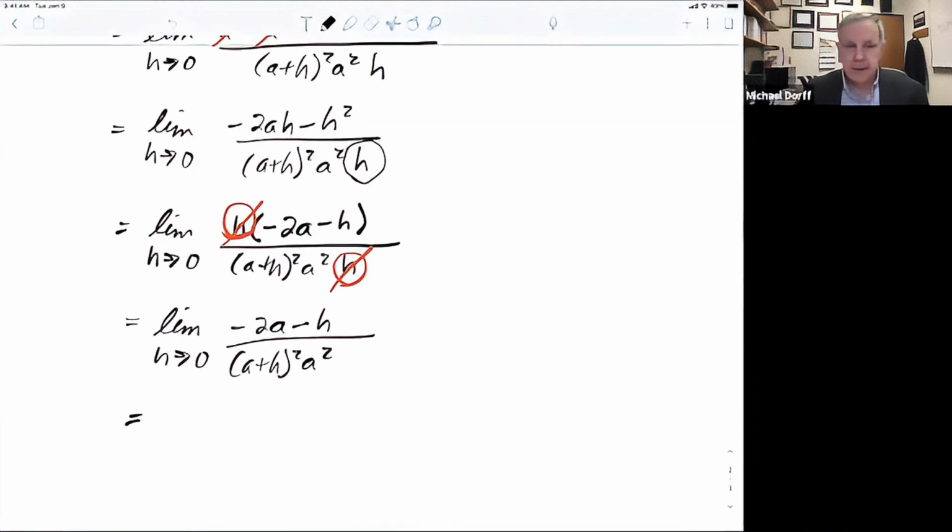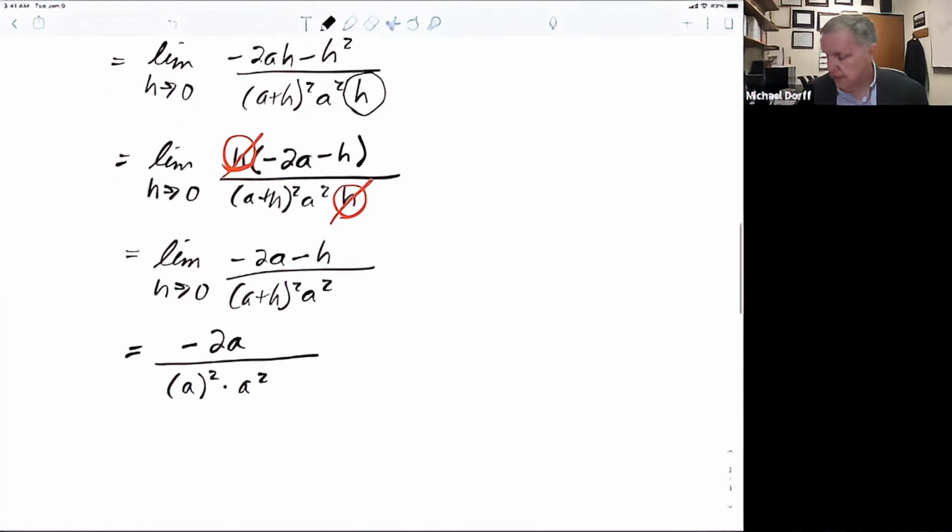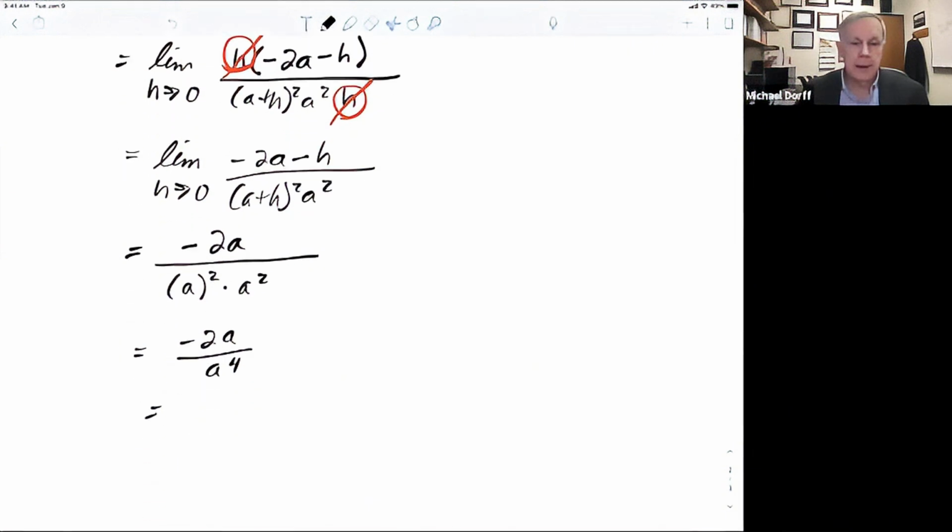If I take my limit here and now substitute in h equals 0, in the numerator, I get negative 2a minus h, but h is 0, so that's 0, over (a plus h), but h is 0, so it's just going to be (a plus 0) squared, or a squared, times a squared. All right, so then I get negative 2a over a to the fourth, and I can simplify by reducing an a in the top and the bottom, and I get negative 2 over a cubed. And that is my answer.